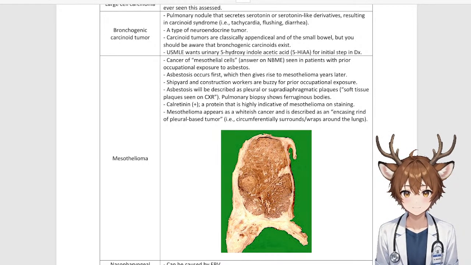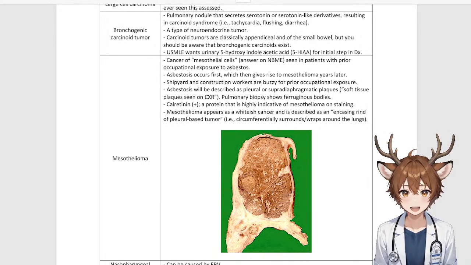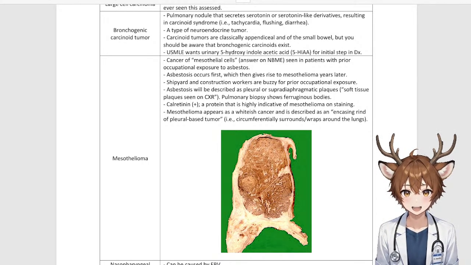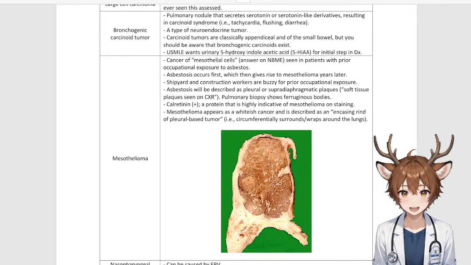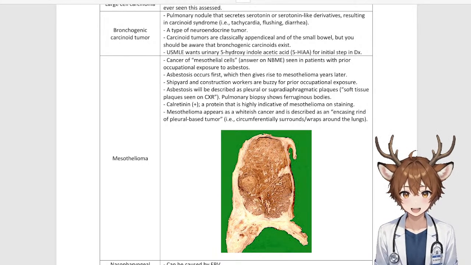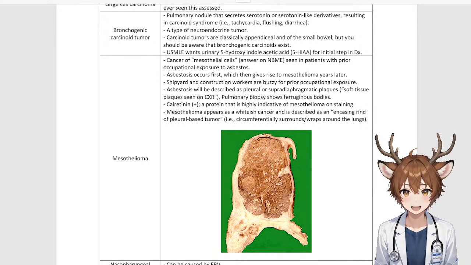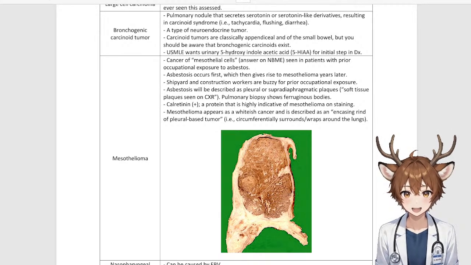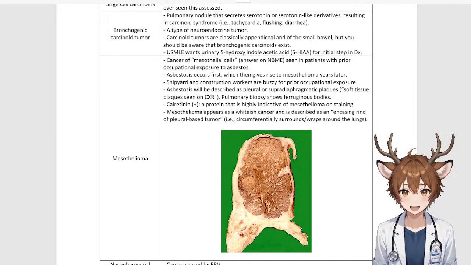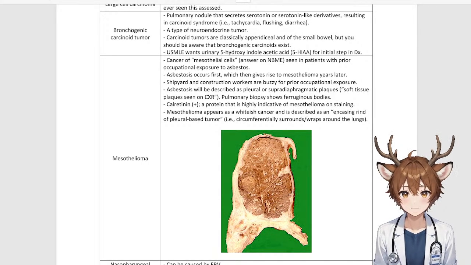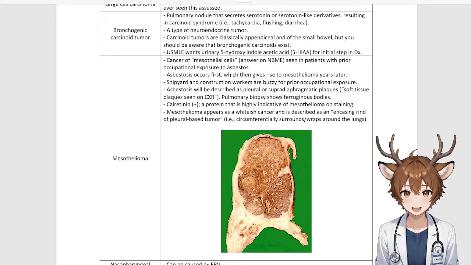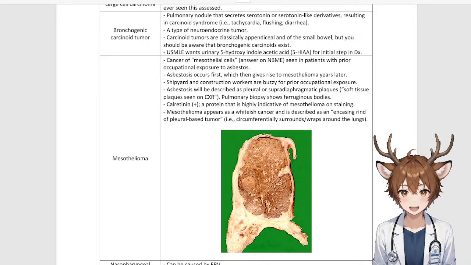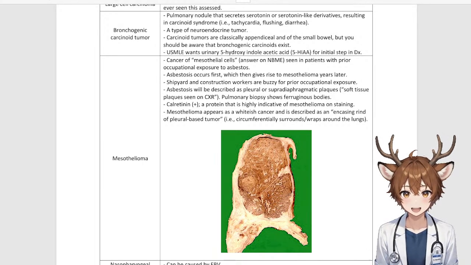Okay, we're back. Bronchogenic carcinoid tumor. A pulmonary nodule that secretes serotonin or serotonin-like derivatives, resulting in a carcinoid syndrome, that is to say tachycardia, flushing, diarrhea. A type of neuroendocrine tumor, carcinoid tumors are classically appendiceal and of the small bowel, but you should be aware that bronchogenic carcinoids exist. USMLE wants urinary 5-hydroxyindoleacetic acid, 5-HIAA, for the initial step in diagnosis.